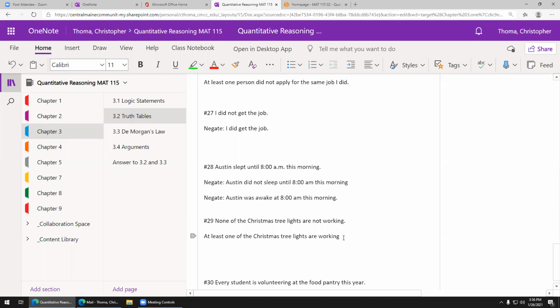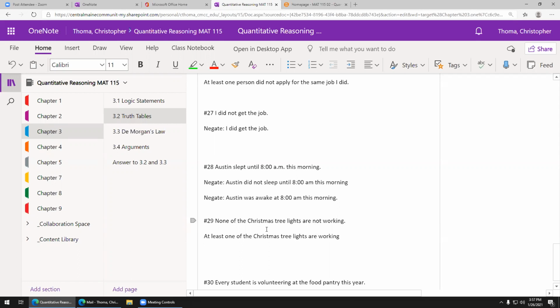Could it be only one of the Christmas tree lights are not working? Yes, that's actually, I think, what we're supposed to have. I'm reading this because of the "none." It's basically that double negative, which we teach in grammar never to use. They purposely put it in here. So none of the Christmas tree lights are not working is basically saying what? All the lights are working, right?